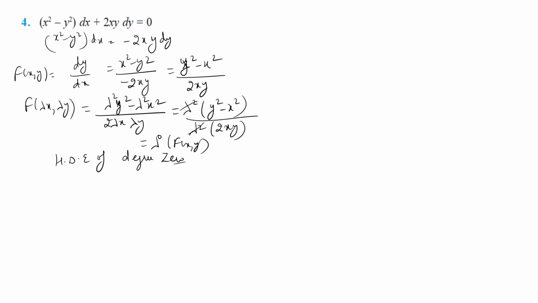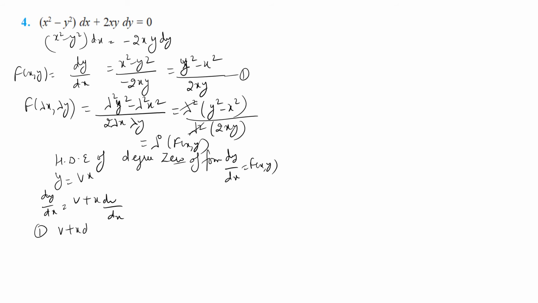So what should we put? Of the form dy by dx is equal to f of y upon x. So what do we substitute? We put y is equal to vx. So dy by dx is equal to v plus x dv by dx. So let us see what equation 1 becomes. v plus x dv by dx is equal to (v square x square minus x square) upon 2x times vx, which is x square (v square minus 1) upon x square 2v.